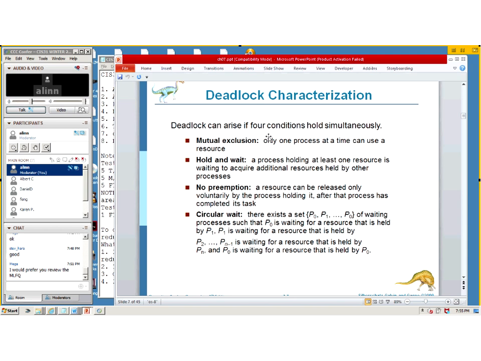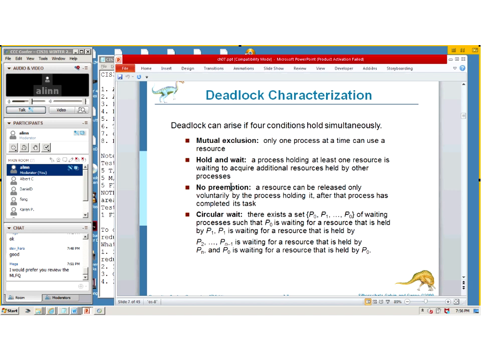All right, this is a key one. Imagine I give memory to process A, and then I give that same memory to process B. What could happen? Well, it would be awful. So mutual exclusion means only one process at a time can use a resource. Hold and wait: a process holds at least one resource and is waiting to acquire additional resources held by other processes. This is the second requirement for a deadlock.